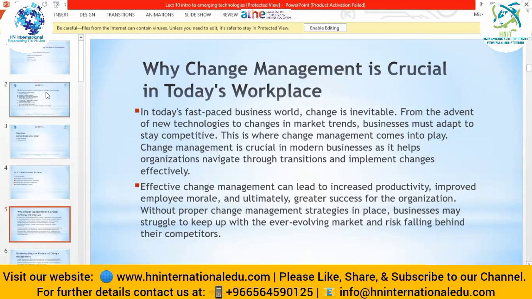Okay, so implementing these changes effectively can let your organization and company be in a good space. So that is effective change management. It can increase your productivity, improve employee morale, and ultimately bring greater success for the organization. Now, without proper change management, there were many people who didn't have these opportunities.